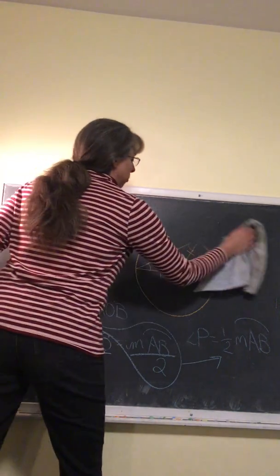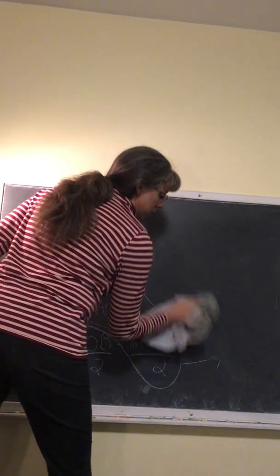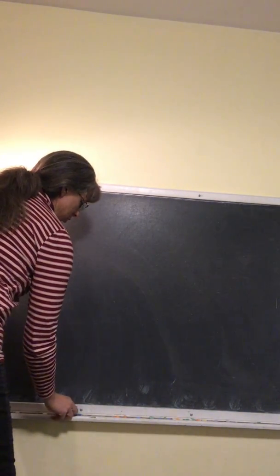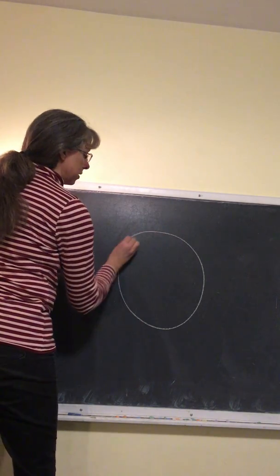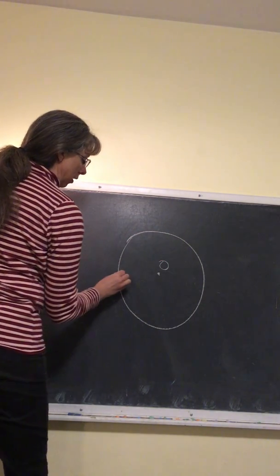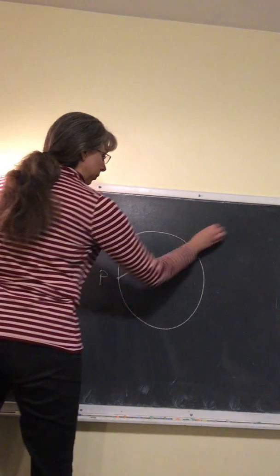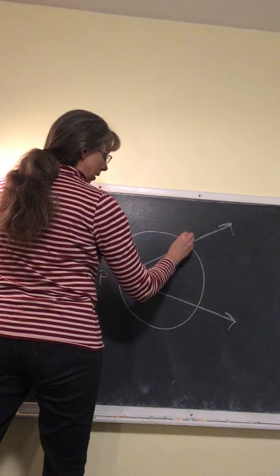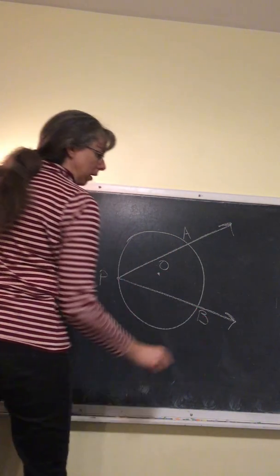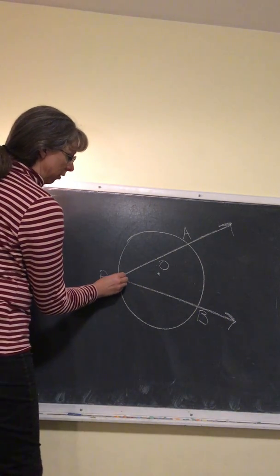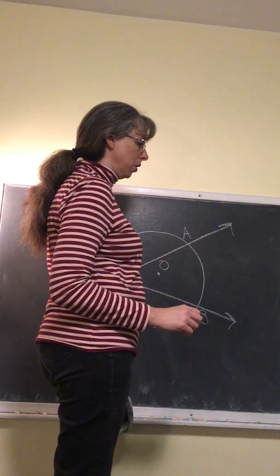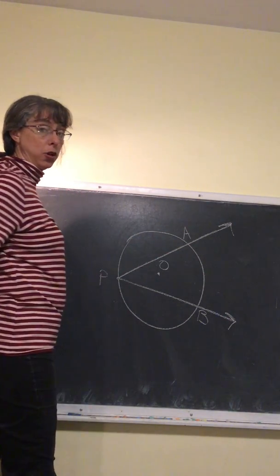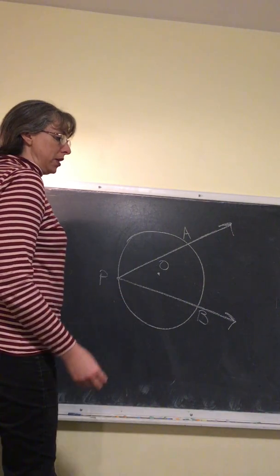The second part of that proof, we're going to look at a case where the center of the circle is inside of the intercepted arc. So there's A. Over here I still got point P. And I got PA going this way and PB going this way. And I want to still prove that the measure of angle P is half the measure of the intercepted arc. That's what I'm trying to prove here, just with a different case.